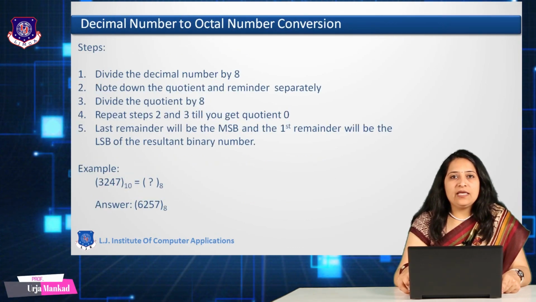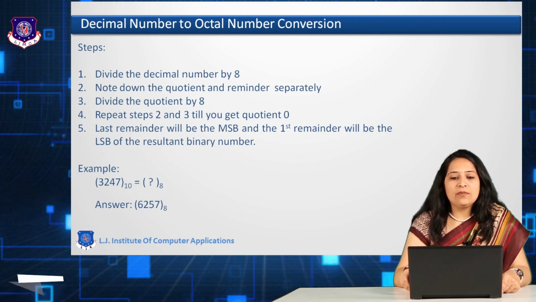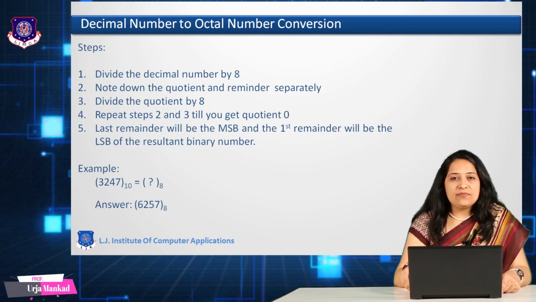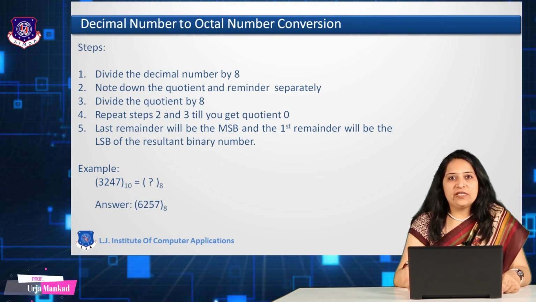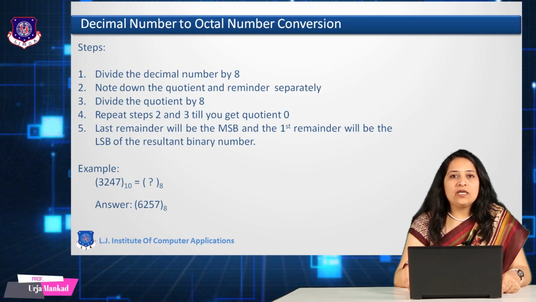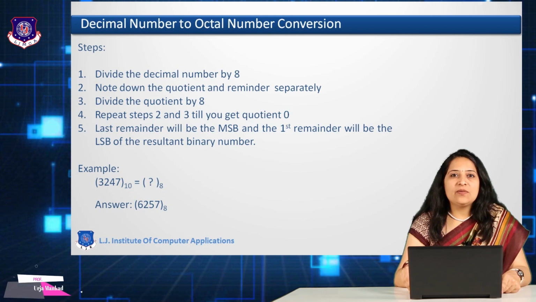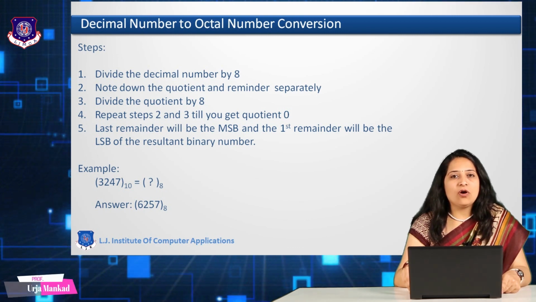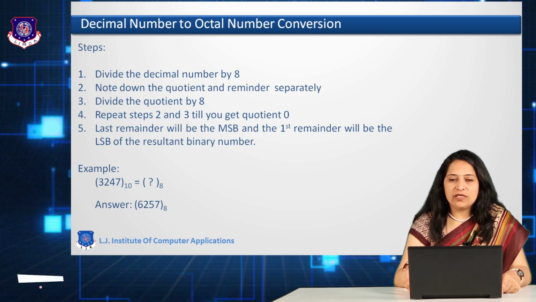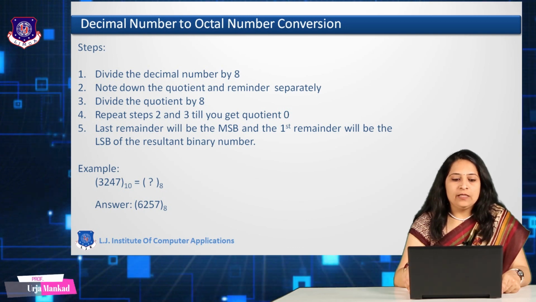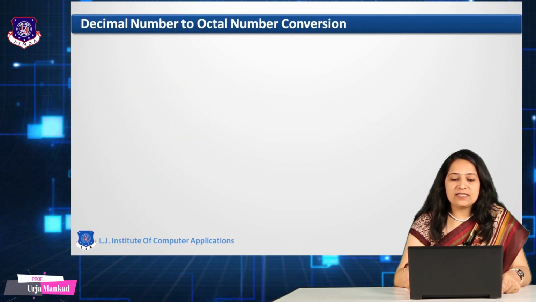Okay. Similarly, if I want to convert a decimal number into an octal number, the same steps apply, the only difference is that for an octal number the base is 8. So, we will be dividing a decimal number by 8 instead of 2 because we want to convert a number into an octal number. Let's see the steps.